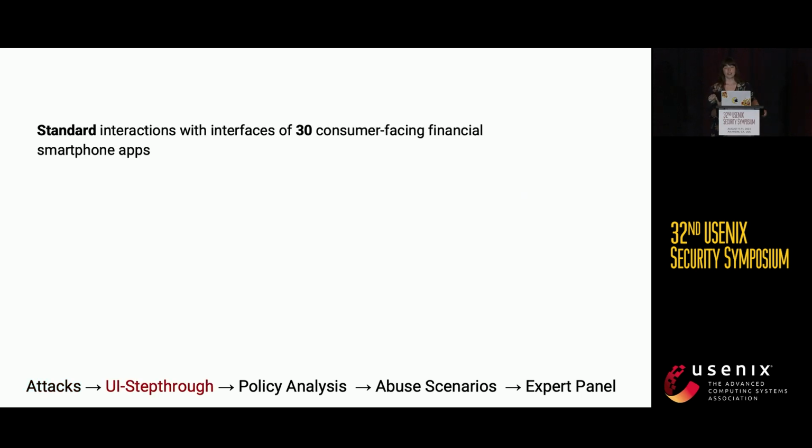We then applied these step-through patterns on a selectively sampled set of 30 consumer-facing smartphone technologies, which we identified as a key area for adversaries. So this was broken into 13 mobile banking applications and 17 peer-to-peer payment applications. And this included some big names such as Chase, TD Bank, Venmo, and Cash App, which are regularly used by US consumers.